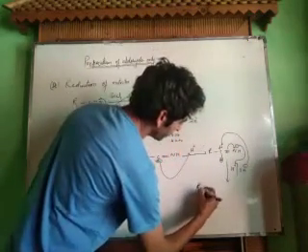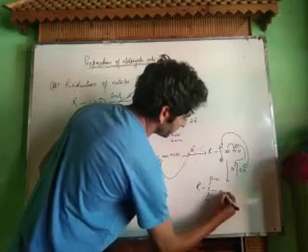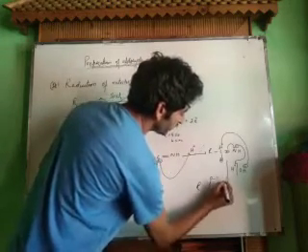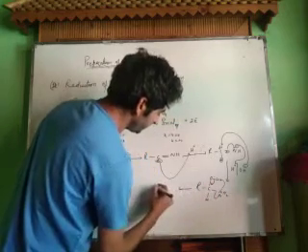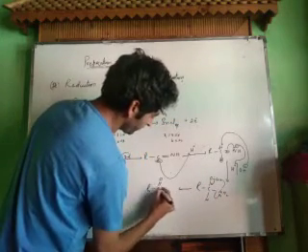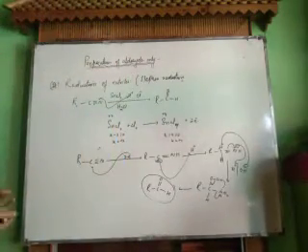We get RCOH, H and single bond NH2. Now what happens? The lone pair of electrons attacks over here. Ammonia is lost. We get RC double bond OH. This is how the reaction takes place.